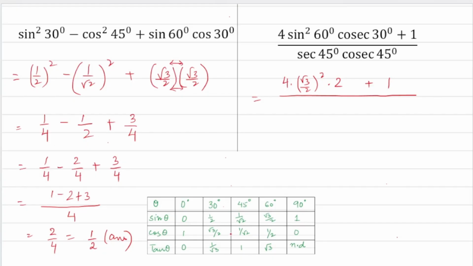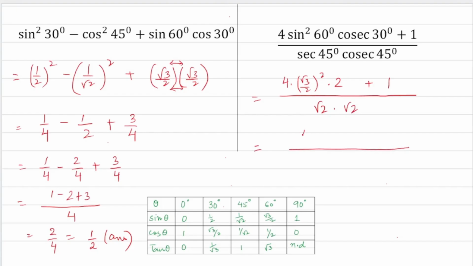So if cos 45 is 1 over 2 root 2, secant 45 is the reciprocal of this and that is just root 2. Cosec 45: cosec is the reciprocal of sine. Sine 45 is 1 over root 2. So cosec 45 will be the reciprocal of 1 over root 2, which is just root 2.